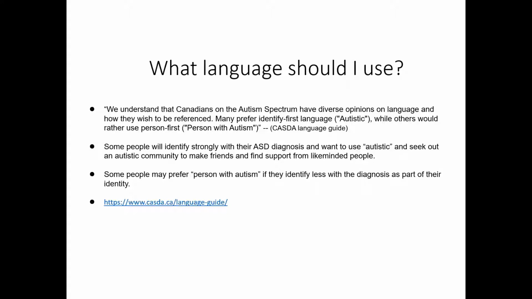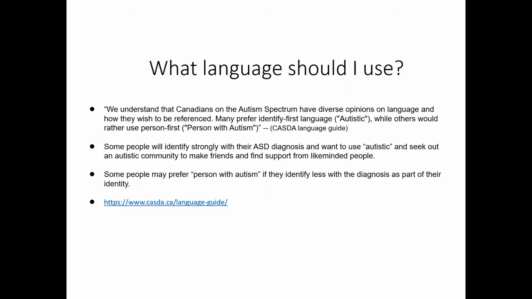But they surveyed people throughout the country and asked them if they preferred identity first language, so being called autistic, or if they would prefer person first language, so being called like person with autism. And so the survey responses showed that people's preferences vary. Some people very much preferred identity first language, some preferred person with autism. So you'll notice throughout this presentation, I will use both of those terms interchangeably, just to acknowledge people's preferences.